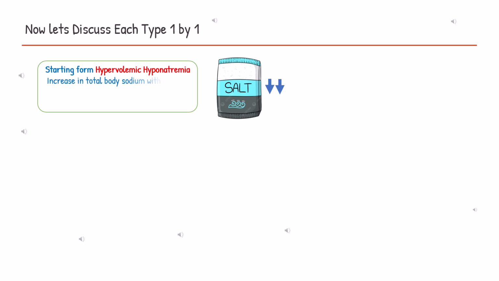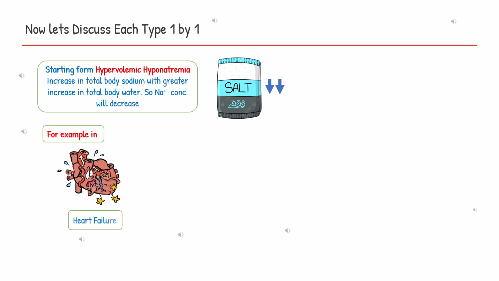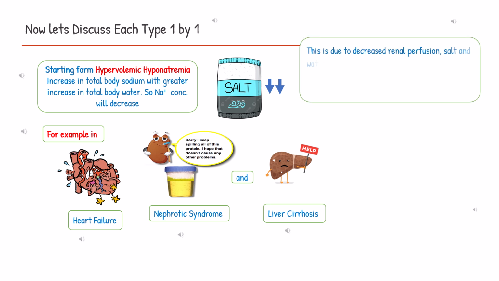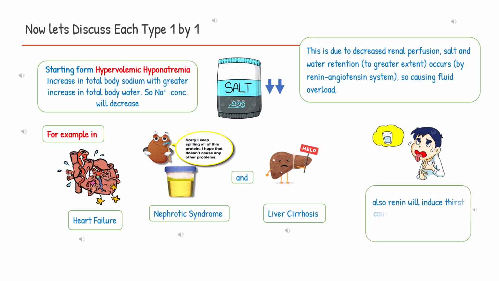Starting with hypervolemic hyponatremia. Increase in total body sodium with greater increase in total body water. So Na+ concentration will decrease. For example in heart failure, nephrotic syndrome, liver cirrhosis. This is due to decreased renal perfusion, salt and water retention, to greater extent, occurs by renin-angiotensin system, so causing fluid overload. Also renin will induce thirst causing more water intake, diluting the serum more.